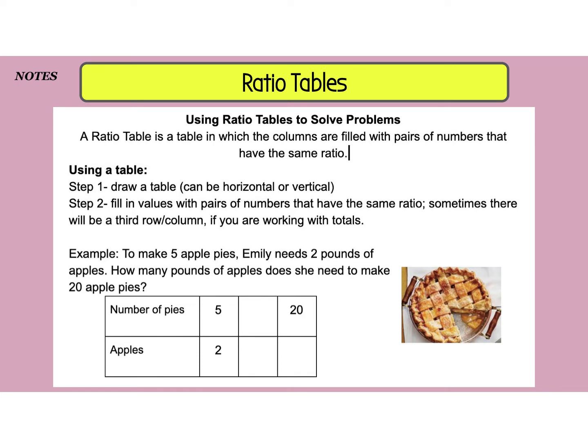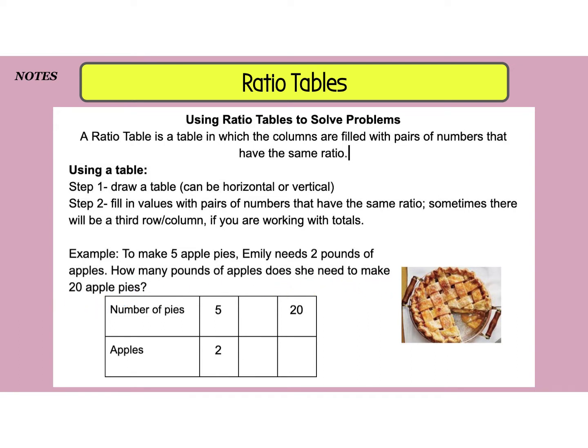We are going to look at how you can use a ratio table to compare numbers to each other and think about how they are related to each other. So for instance, here we have an example. To make 5 apple pies, Emily needs 2 pounds of apples. How many pounds of apples does she need to make 20 apple pies?